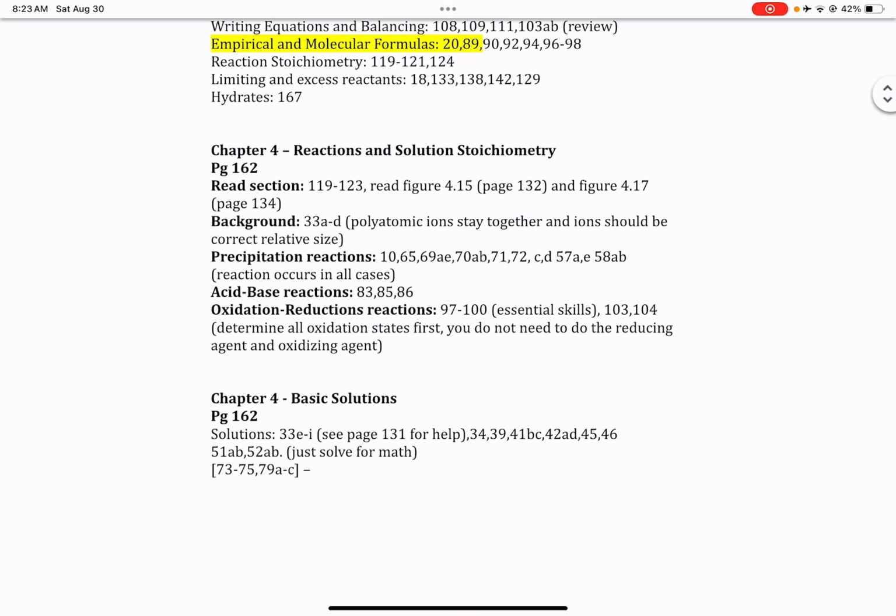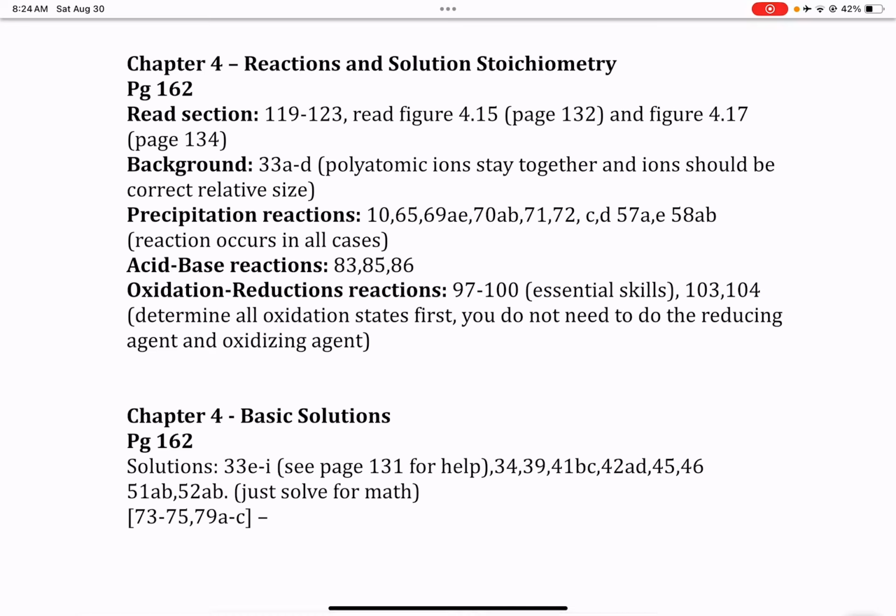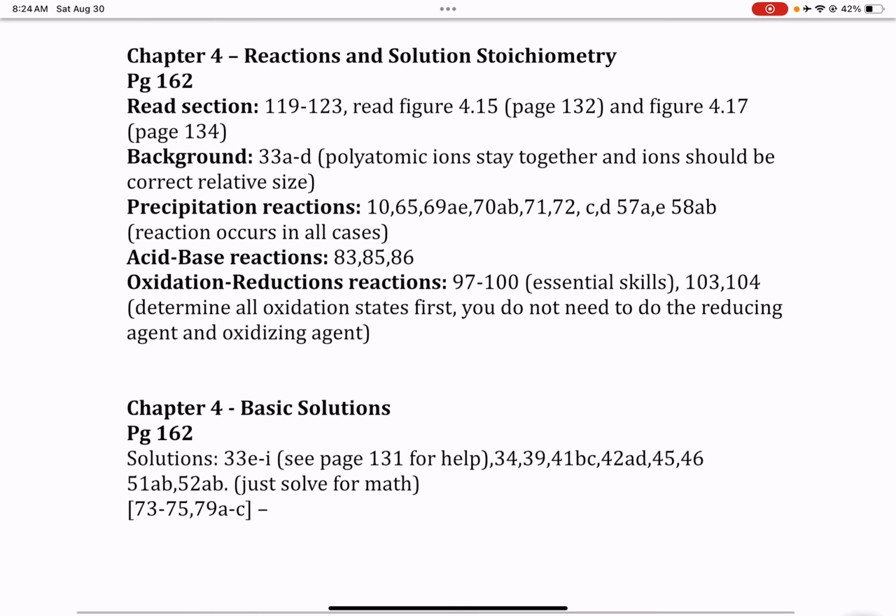So these are your homework for chapter 4, reaction and solution stoichiometry. I don't know if we're going to have time to really look at those sections today, but do read sections 119 to 123. Also pages 133, 134, and also 131. So make sure you get those things done.